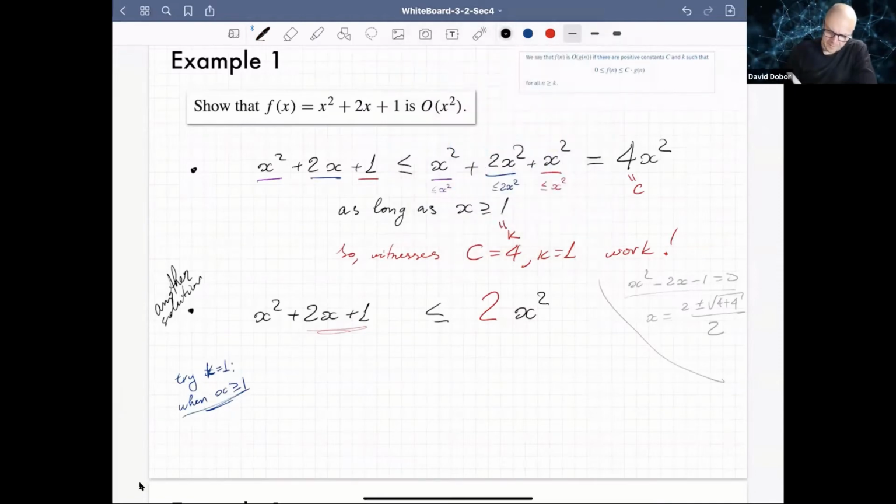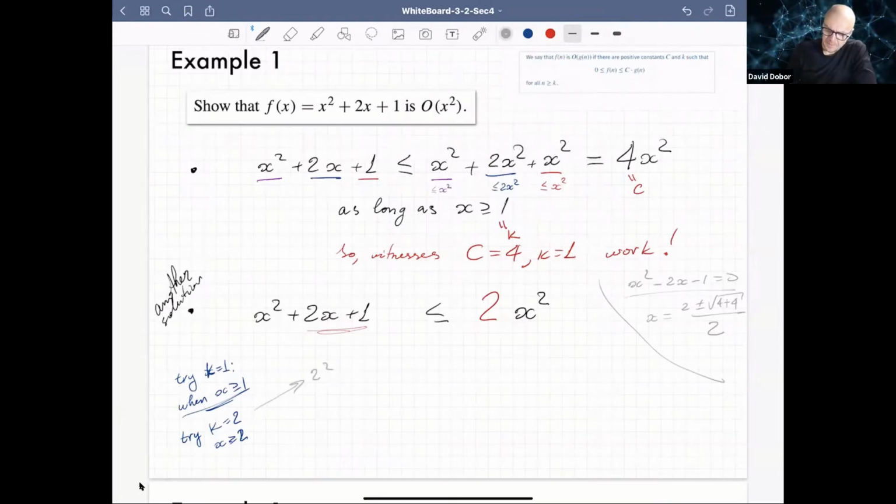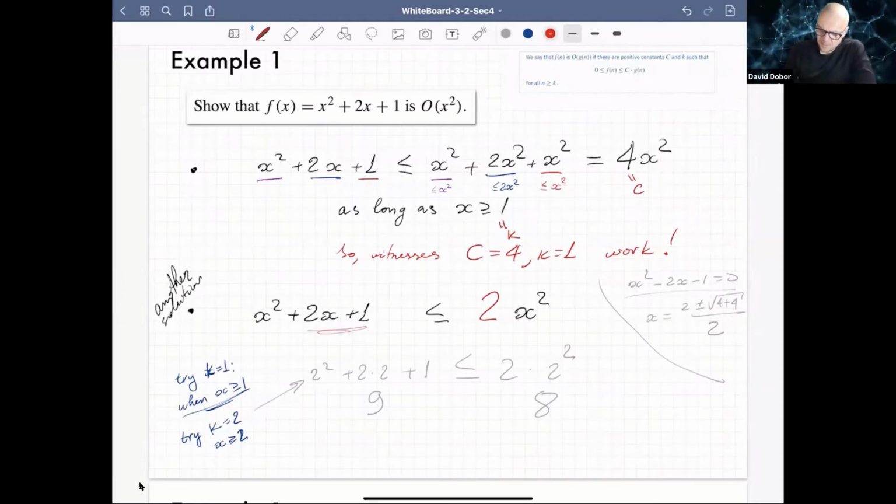Try k equals 2. It's a little trial and error, so let's just do it. Then what we have is 2 squared plus 2 times 2 plus 1. Is it less than or equal to 2 times 2 squared? I have 8 here, and I have 9 there. So it doesn't work. But as soon as you go over this, try k equals 3.